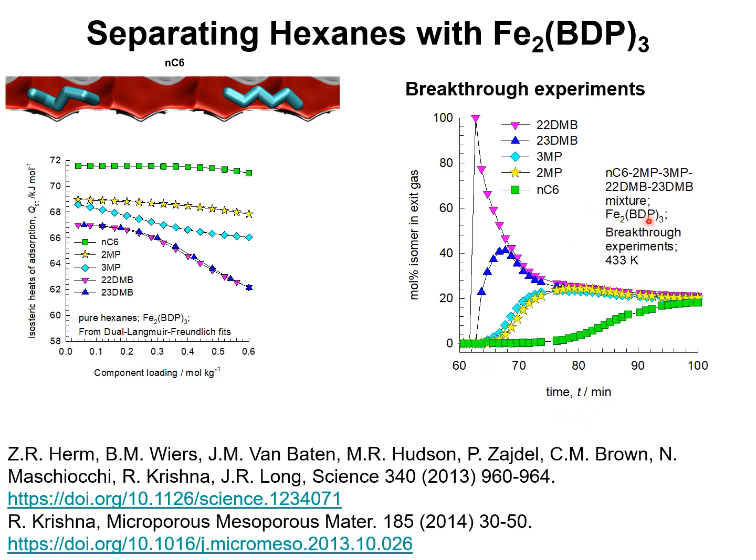Therefore, Fe2BDP3 can be used as adsorbent in a PSA scheme shown in the previous slide, wherein the first two components that are rejected into the gas phase can be removed and incorporated into the gasoline pool, and the adsorbed components can be desorbed and recycled back to the isomerization reactor.